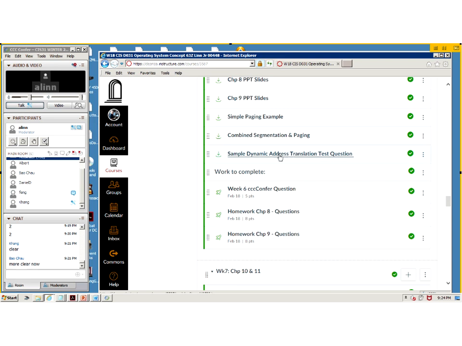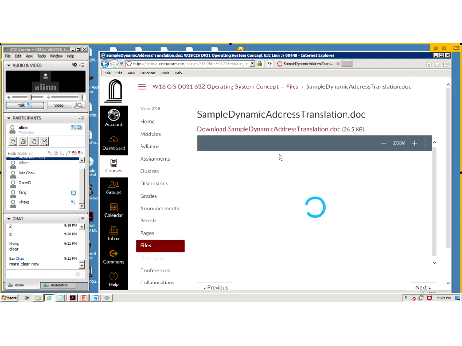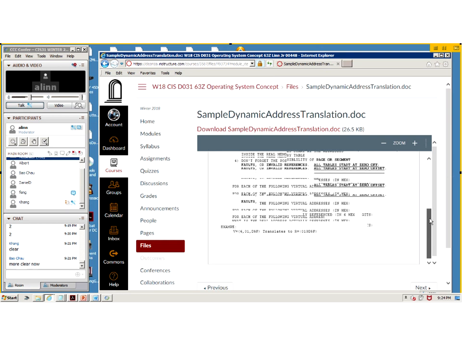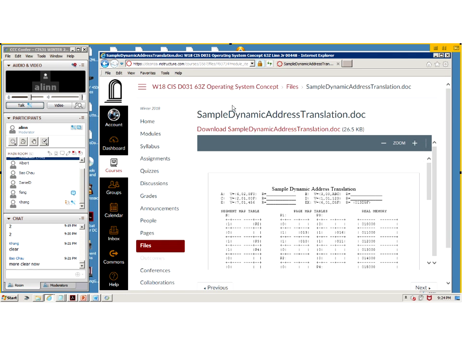Oh, this address translation question is what I just showed you. So you can take a look at it, see if you can figure it out. I'll talk about it next time on Tuesday. But we're going to start Chapter 10 on Tuesday.